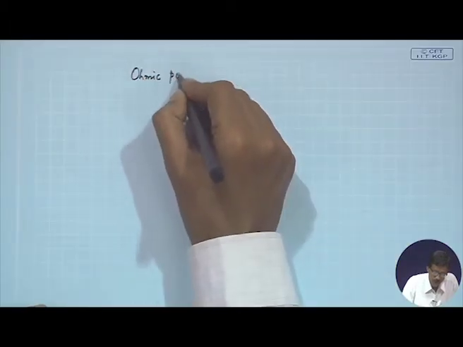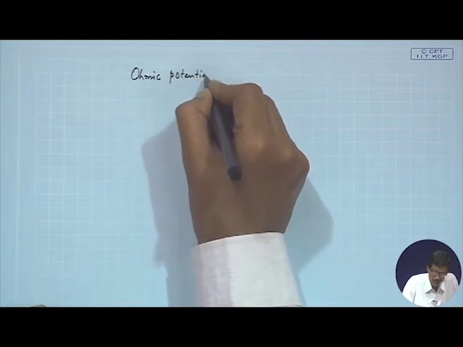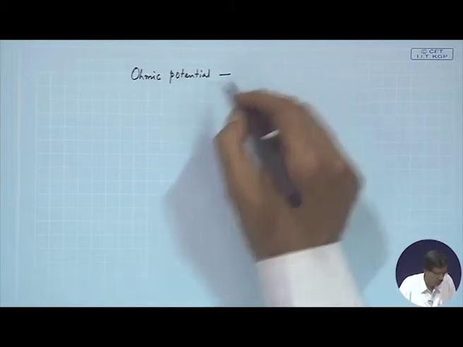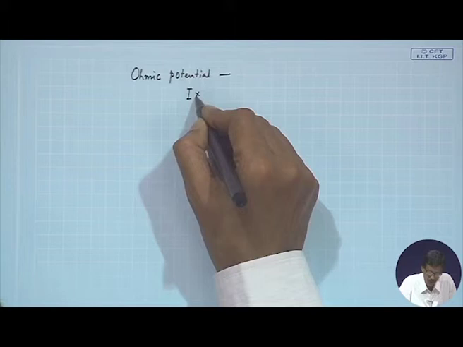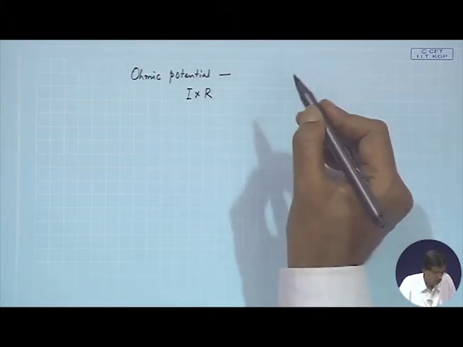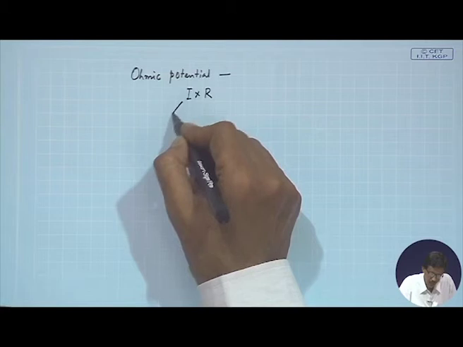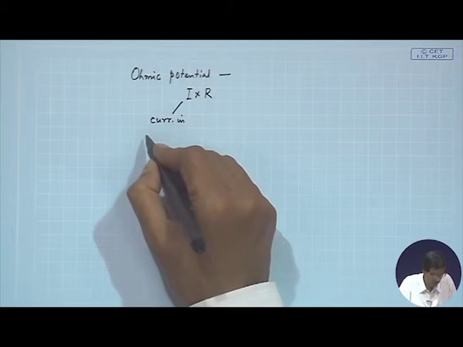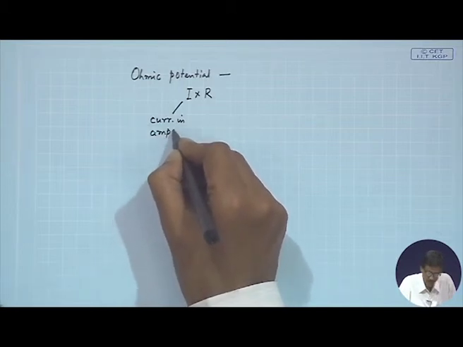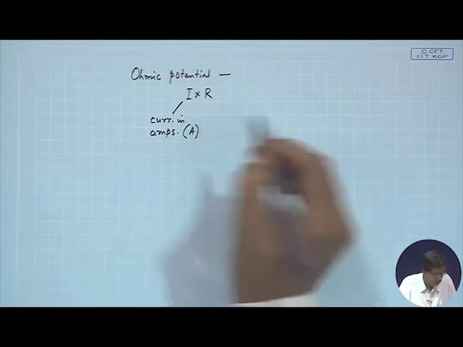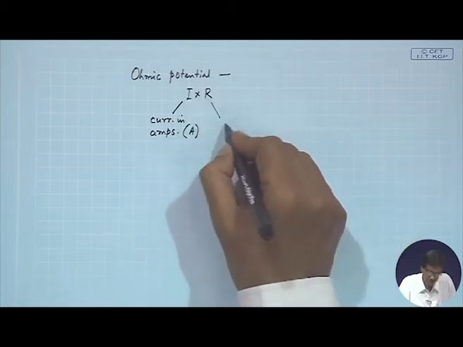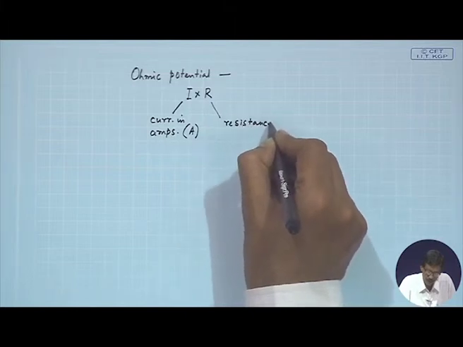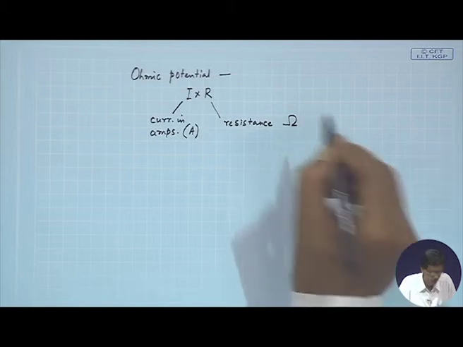The ohmic potential, which resists the flow of charge, is nothing but the product of I and R. So, the IR drop of the cell, where I is the current in amperes, it can be milliamperes also, and R is the resistance in units of ohm.